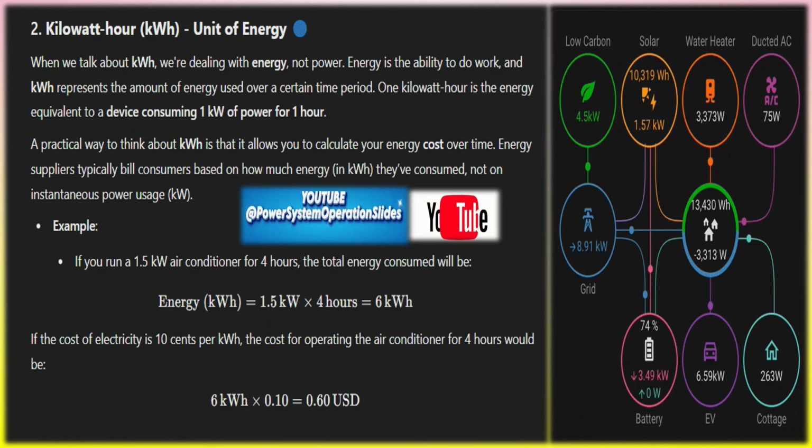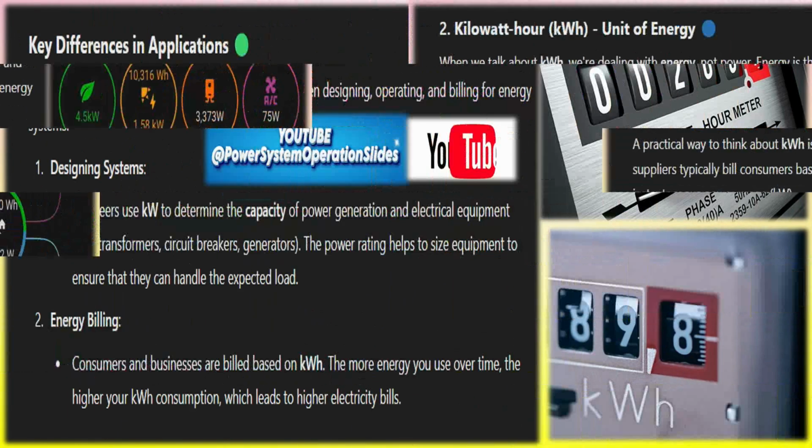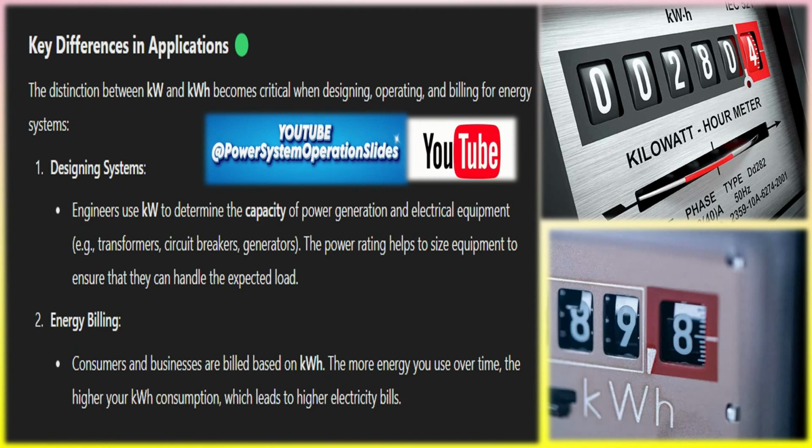Kilowatt-hour, on the other hand, measures the total energy consumed over time. It represents the amount of power used over a period, which is how energy costs are calculated. In industries, kWh determines overall energy expenditure, while kW helps manage load and avoid peak demand charges. In renewable energy systems like solar and wind, kWh tells us how much energy is generated and stored, while kW defines the system's capacity.